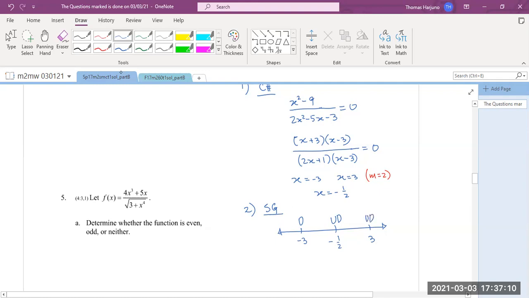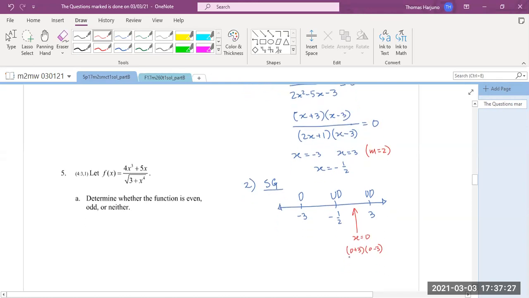Now then, I pick the testing point. Let's say I pick x equals 0. When x equals 0, I get 0 plus 3, maybe I write it down so that you guys know what I do. 0 plus 3 times 0 minus 3 over 2 times 0 plus 1, 0 minus 3. But what we really care about is, is it positive or negative? Okay, so overall that will be positive, right? That's positive here.